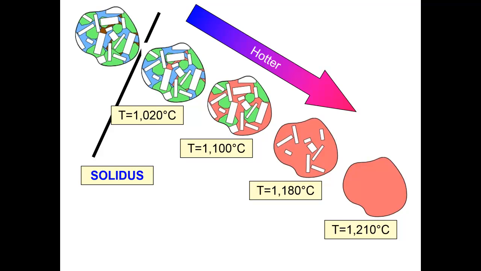The temperature above which the rock is entirely melted is called the liquidus. Notice that the melting interval between the solidus and the liquidus isn't small. It's typically on the order of several hundred degrees C. This means that within this temperature range, both solid and liquid are stable.